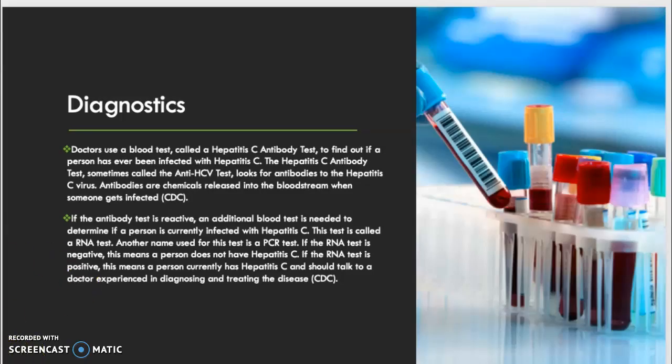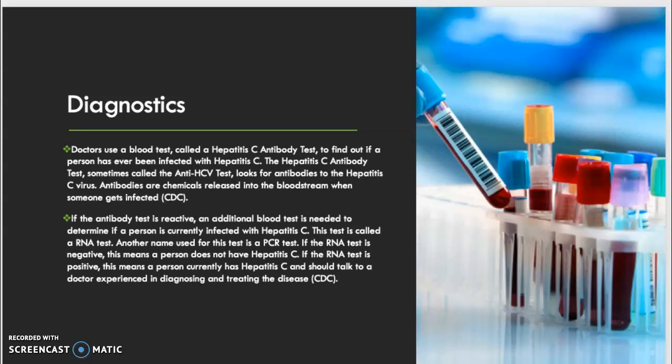And diagnostic. How is hepatitis C diagnosed? Doctors usually use a blood test called a hepatitis C antibody test to find out if a person has ever been infected with hepatitis C. The hepatitis C antibody test, sometimes called the anti-HCV test, looks for antibodies to the hepatitis C virus. Antibodies are chemicals released into the bloodstream when someone gets infected. If the antibody test is reactive, an additional blood test is needed to determine if a person is currently infected with hepatitis C. This test is called an RNA test. Another name used for this test is PCR test.